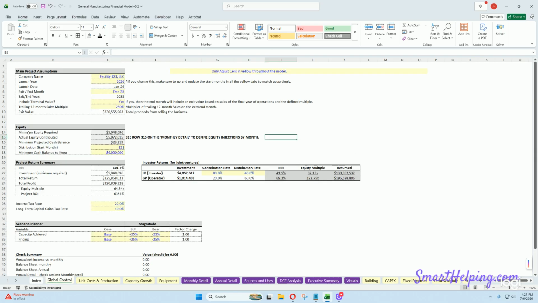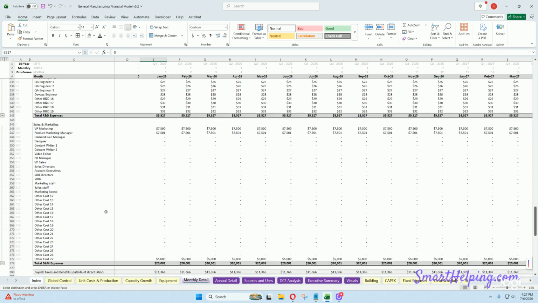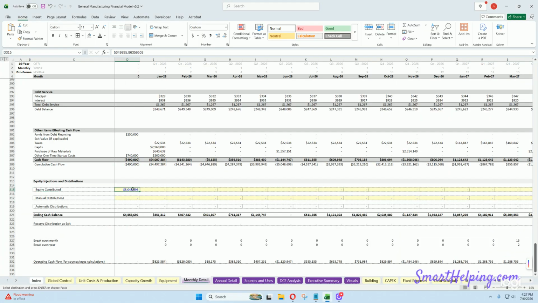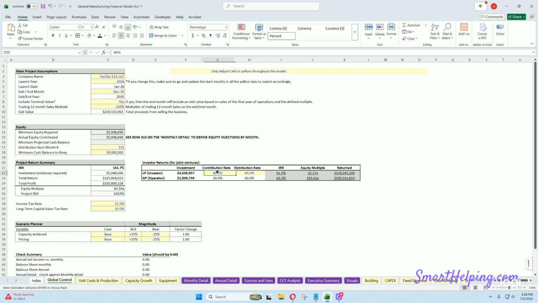If you go into the global control and copy this minimum, you can just put that right in the monthly detail. At the bottom, this is where you put in equity in row 315, and that drives the cash flow. That'll pull through to the discounted cash flow analysis for equity investors and owners, based on the assumptions you input right here for contribution distribution rate. We've added some returns for the LP and GP, or essentially investor and operator, if that's relevant. If it's not, you can just look at the project as a whole.